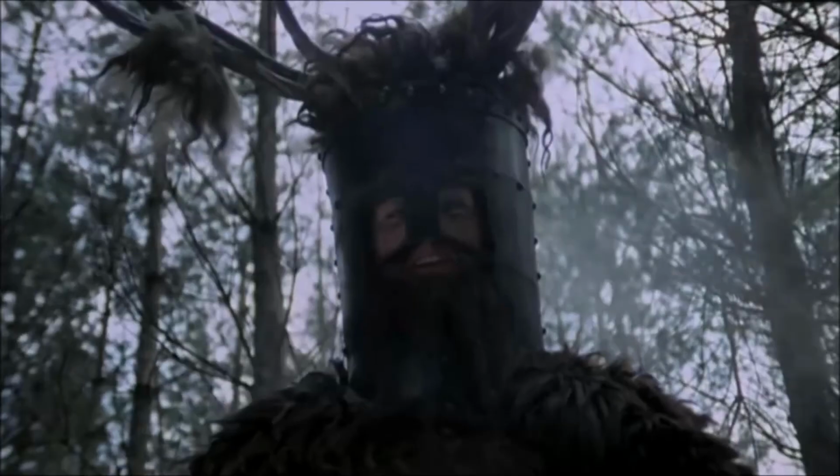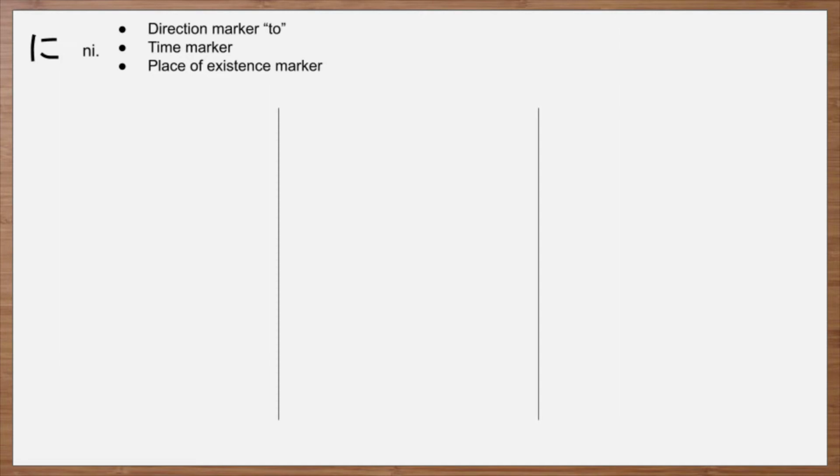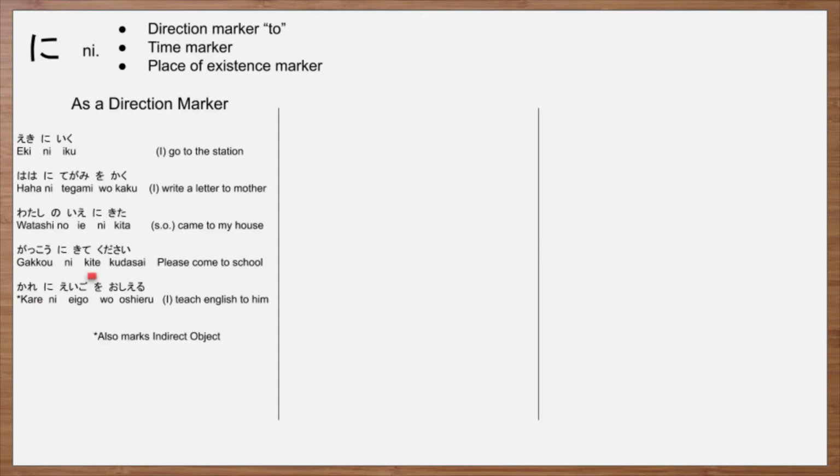Now for ni. Ni has a lot of functions. It is a direction marker, like to mean to, a time marker, and a place of existence marker. As a direction marker, eki ni iku, station to go, or I go to the station. Haha ni tegami o kaku. Mother to letter I write. I write a letter to my mother.